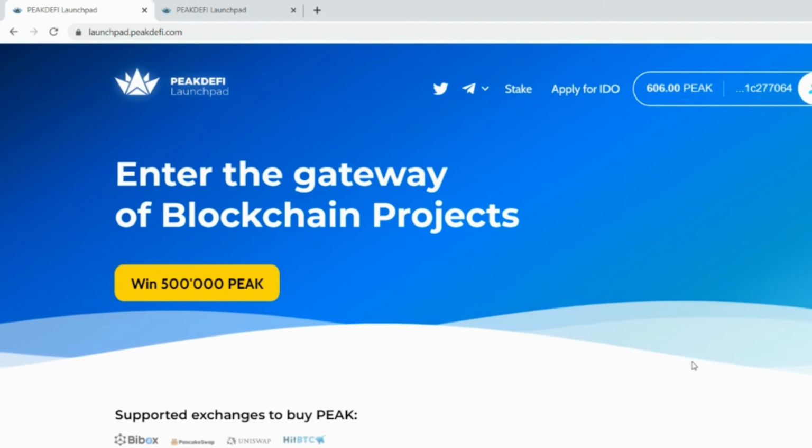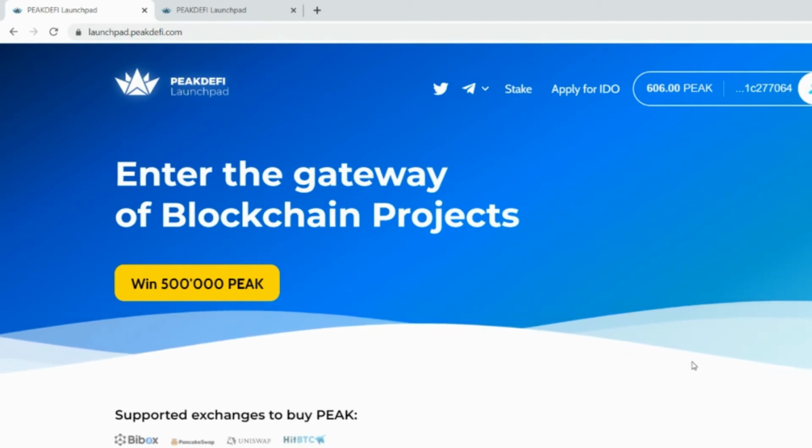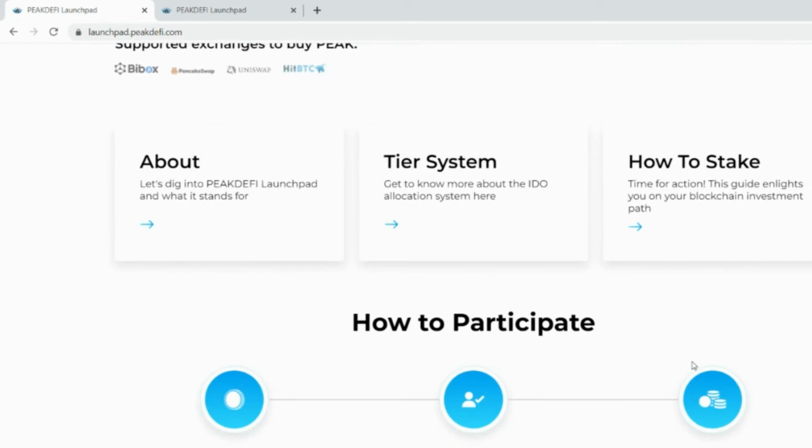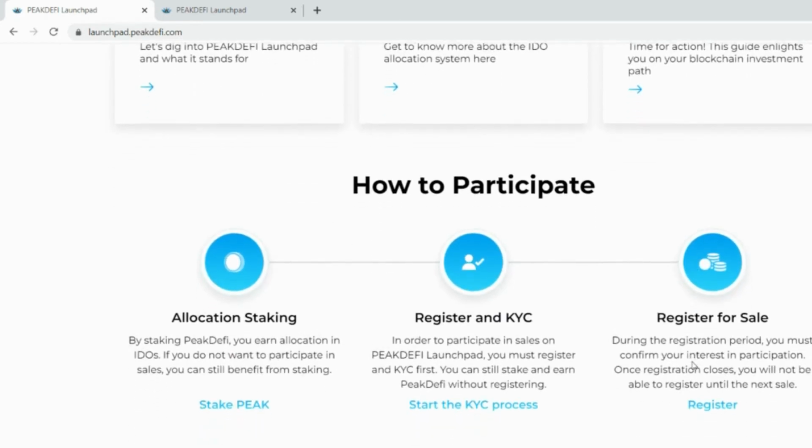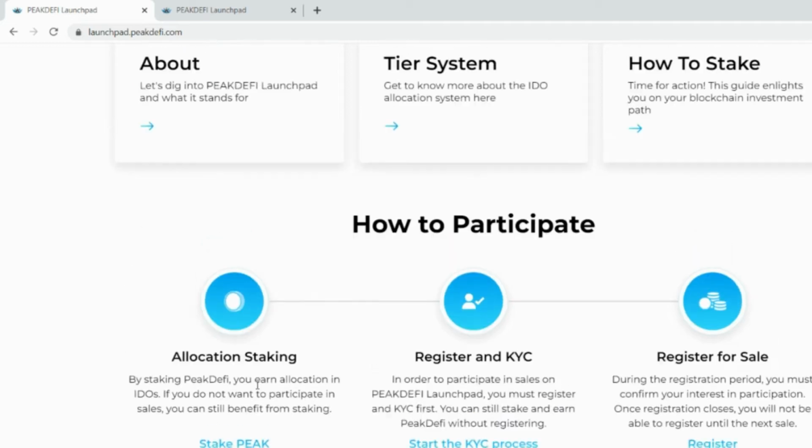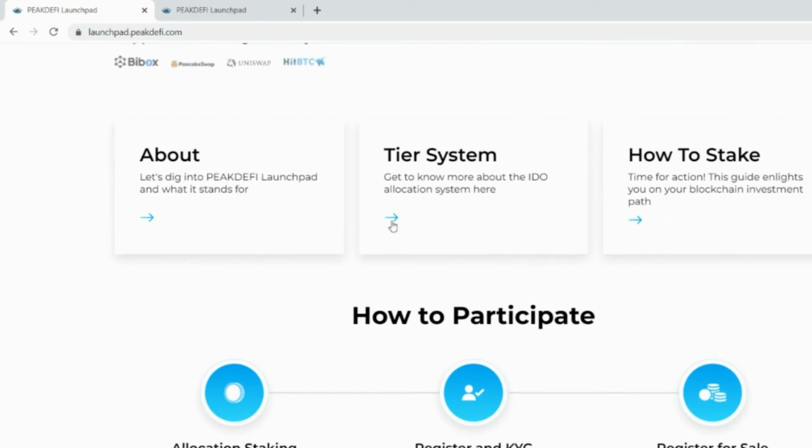So if you're on the PEAKDEFI Launchpad website, you need to scroll a bit down. And then you can find here the short guide on how you can participate. So the first step is to stake Peak tokens. And if you want to have more information about how many you need to stake, etc., you need to go to the tier system page here.